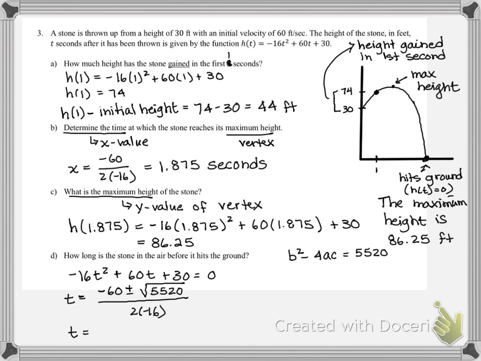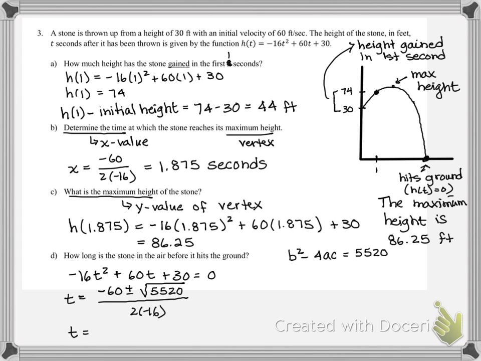So again, you want to use that fraction button if you have it. If you don't have a fraction button, then put the entire numerator in parentheses and the entire denominator in parentheses. But if you have your fraction button, you can just hit it and you do negative 60 plus. There's no plus or minus in your calculator. You have to do one at a time, right? So then the square root of 5,520 and then 2 times negative 16. Hit enter, and that's not right.